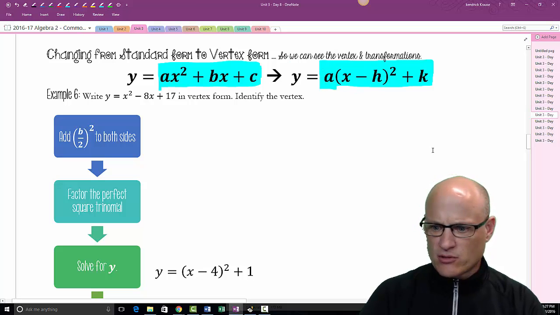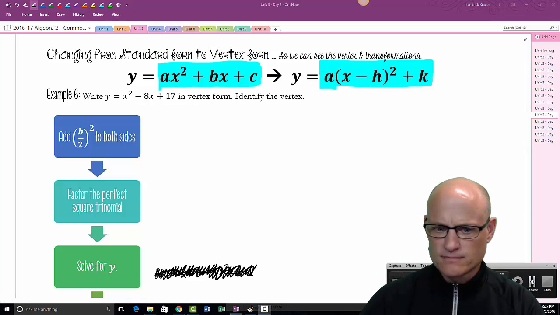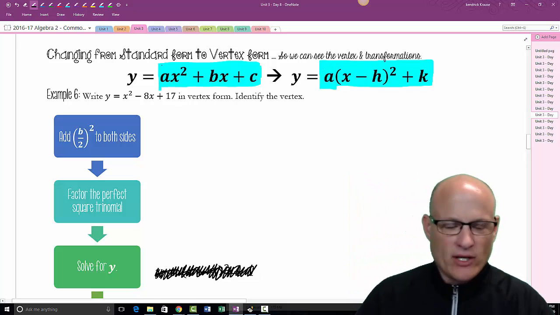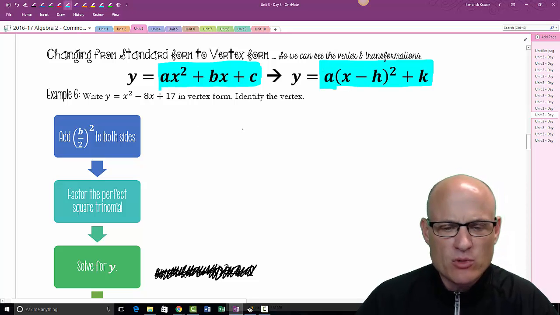Hold on, I'm a little confused by something. Give me a second. Okay, I had to black out that equation. I'm not even sure where it is, but it might actually be the answer. I don't even remember. But we're going to take a look at this.